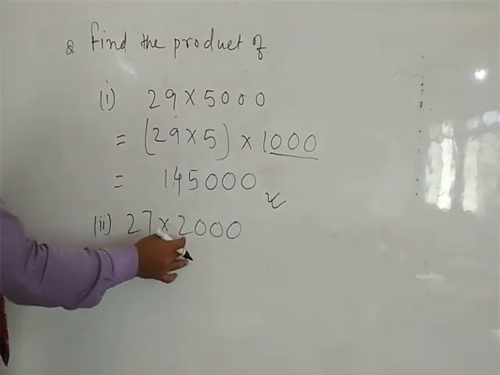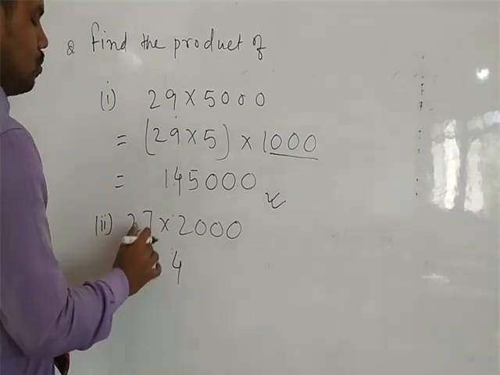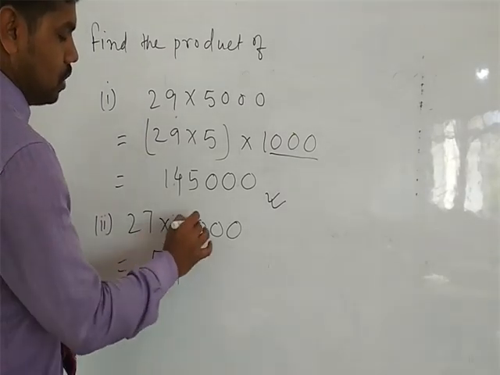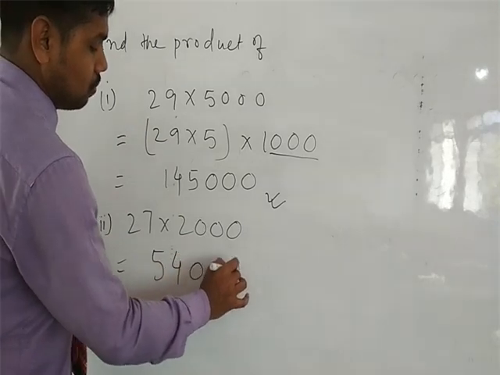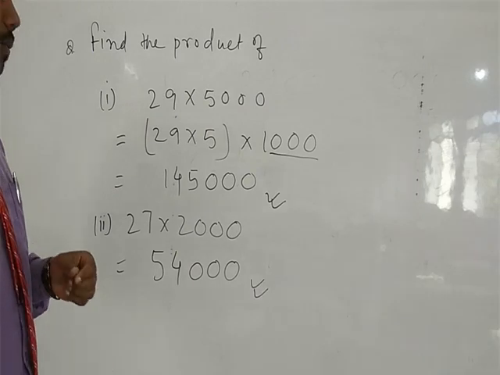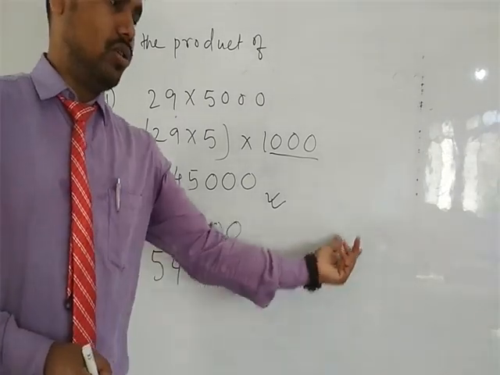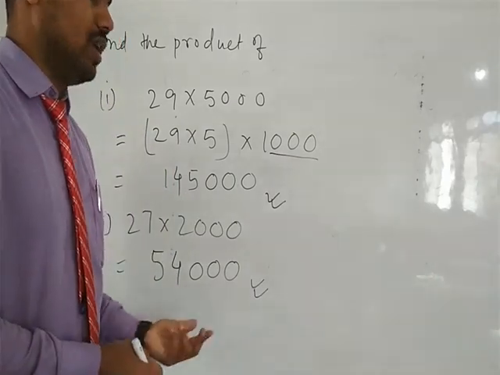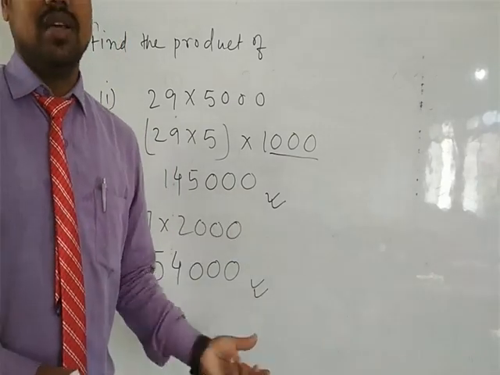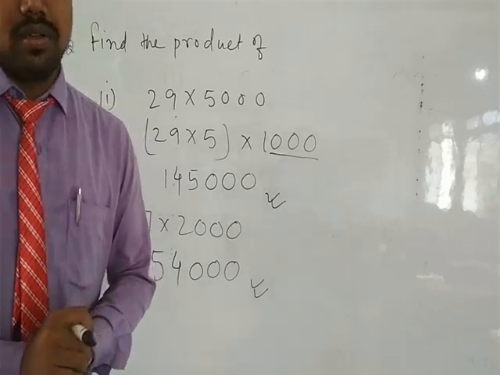And here also same, you can do 7 2s are 14, 4 and 1 carry, 2 2s are 4, 5. So 54 and 3 zeros, so 3 zeros you have to put. So this is how you can find the product without doing the multiplication. You need not do the rough multiplication here. You have to do it directly like this. Okay, for this type of questions.